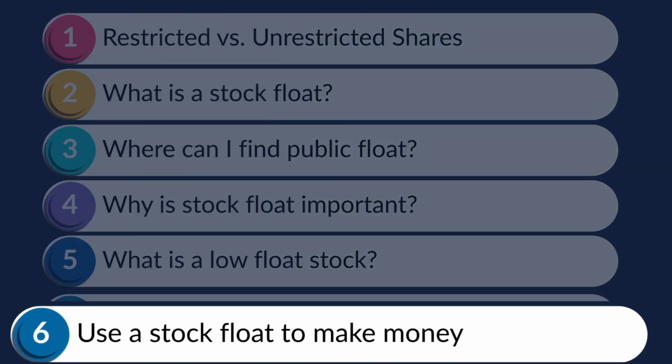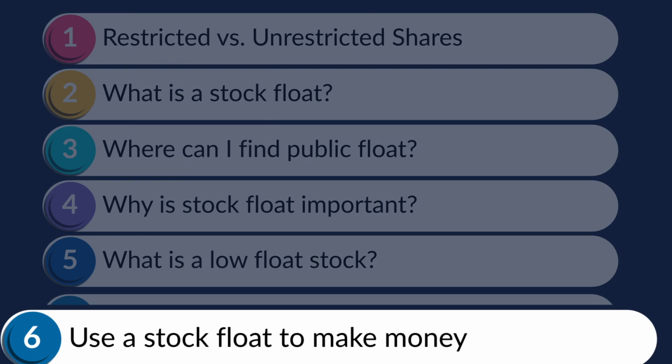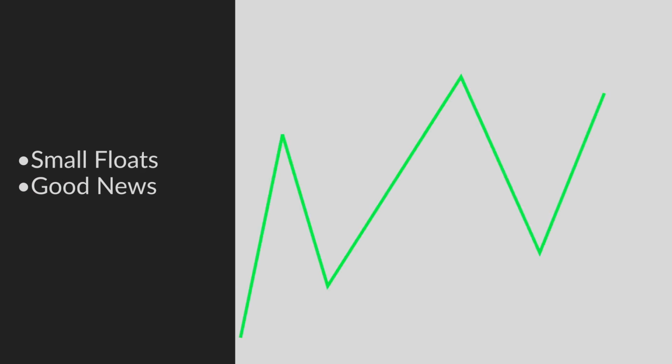6. How to use a stock float to make money. Investors can use stock floats to make money by trading stocks with small floats when they expect good news. This is because a small float can lead to a sharp increase in the stock price if there is a lot of demand for the shares.